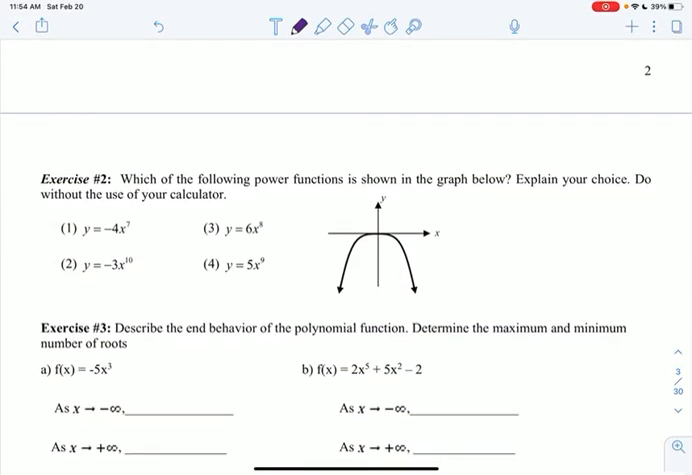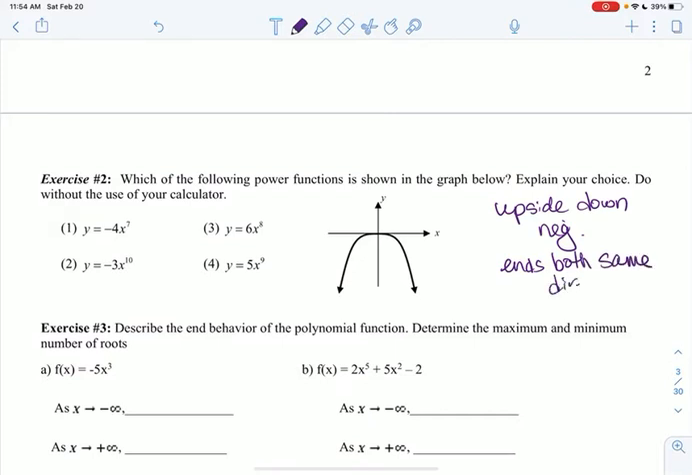All right, so which of the following power functions is shown in the graph below? Explain your choice. Try and do it without a calculator. All right, so it's going down. That means I need a negative. So it's upside down. It's been reflected, so I need a negative. And both of those ends are going in the same direction. Ends both same direction. Then it is an even exponent.